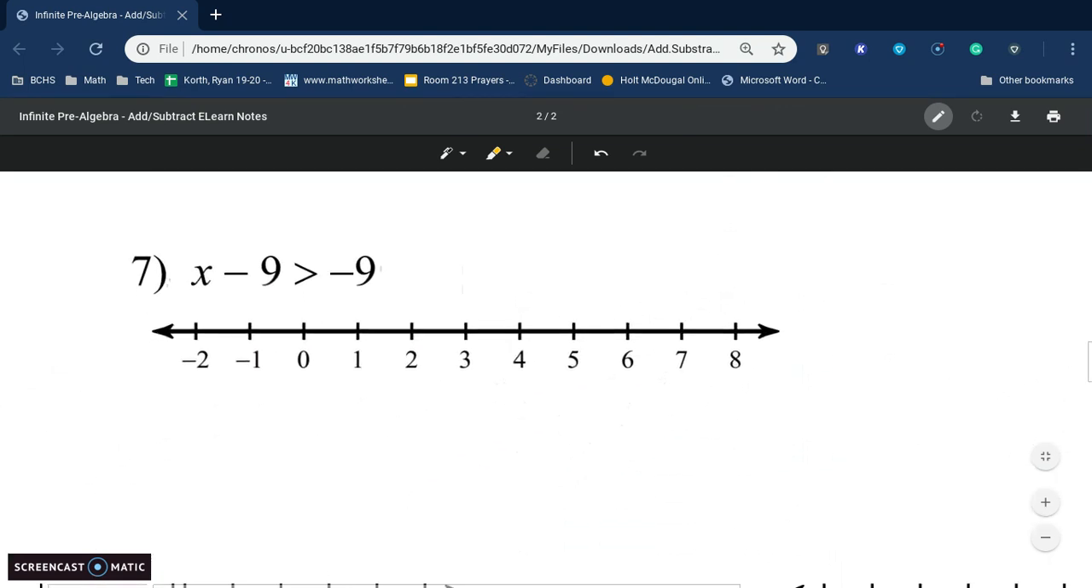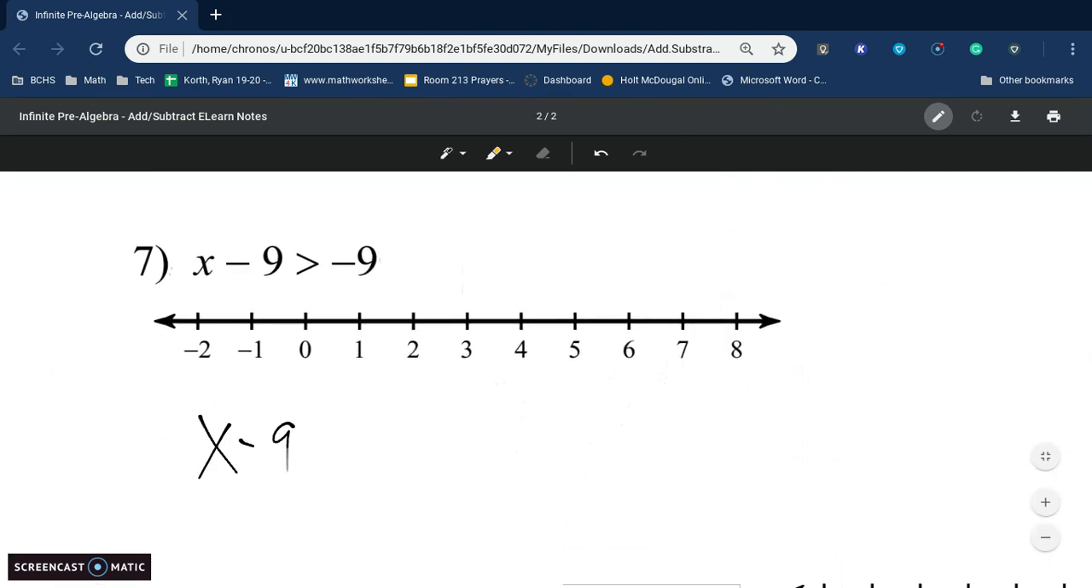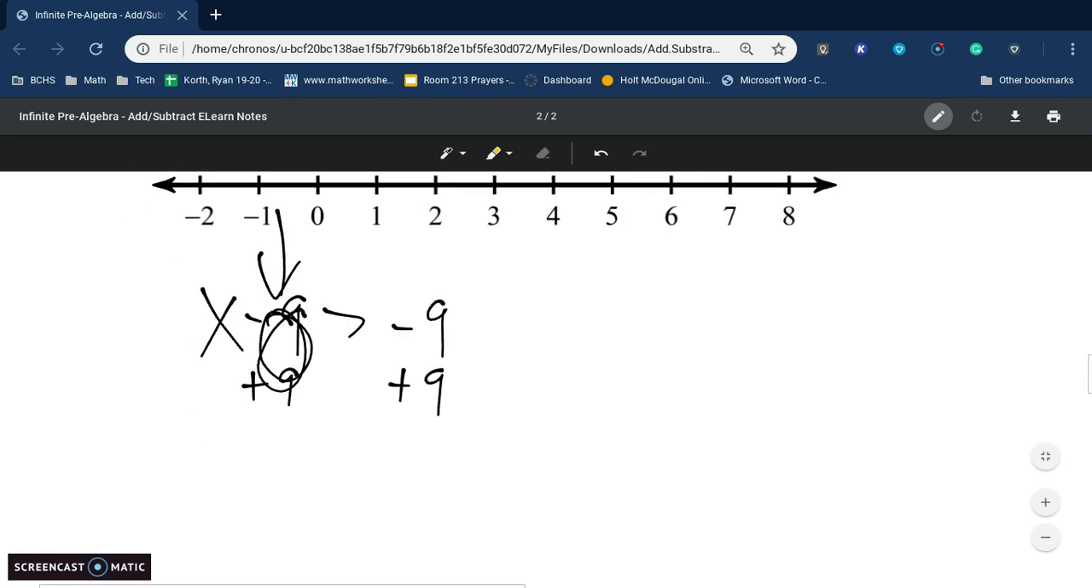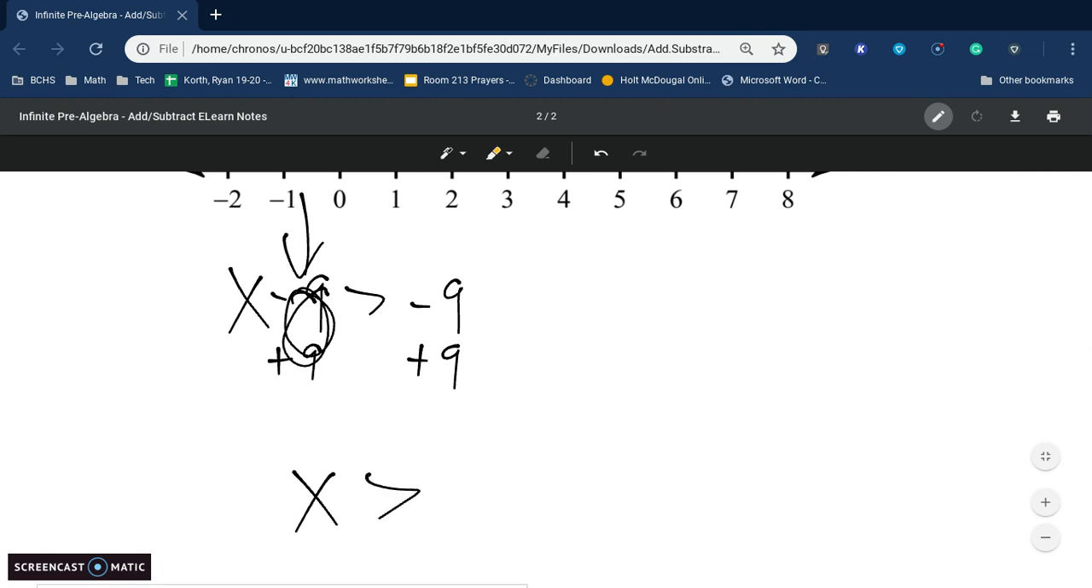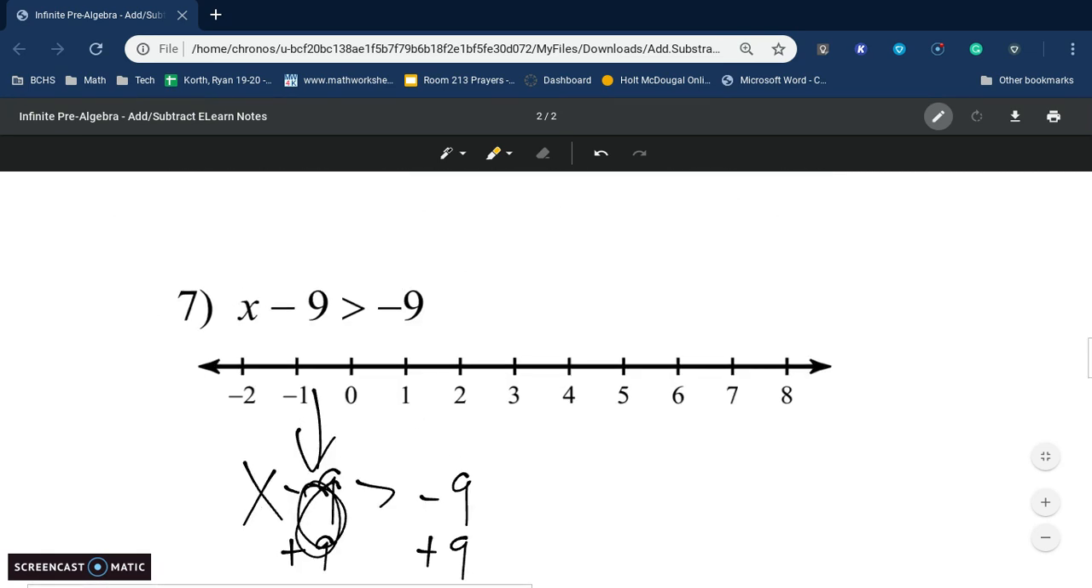X minus 9 greater than negative 9. We're trying to get rid of the minus 9 over here because that's where the x is. We get rid of minus 9 by adding 9. That'll make it add to 0. X is greater than 0. Open circle, go to the right.